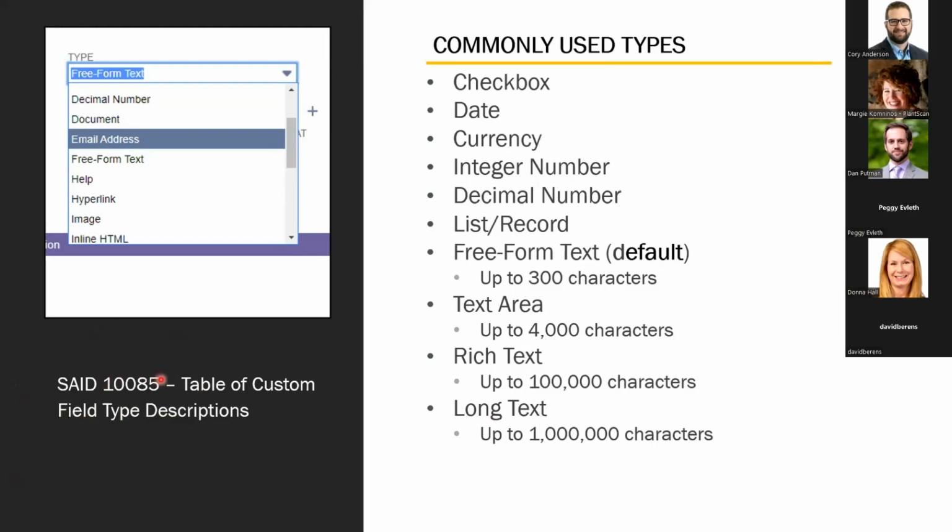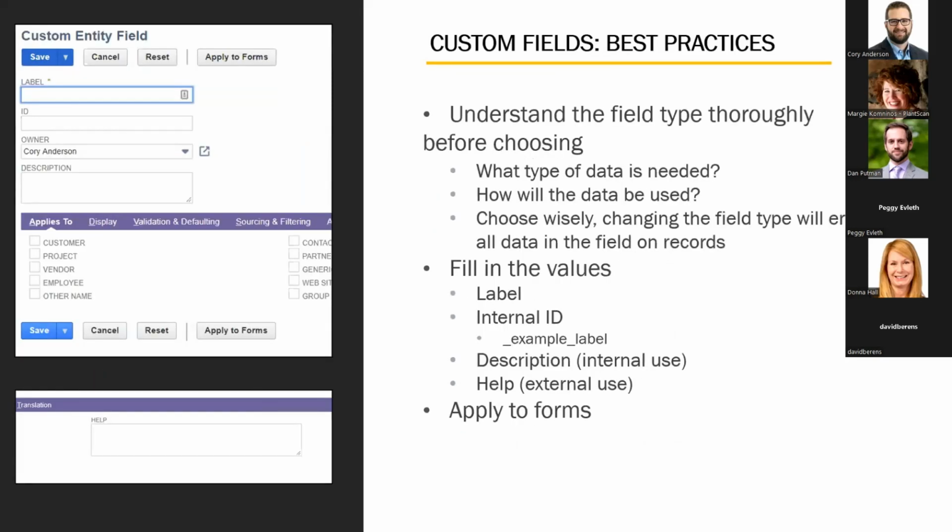SAID 10085 is a table of custom field type descriptions. So if you want to understand all of the details about these fields and the other fields that I didn't mention, there's a bunch of other field types like a hyperlink field, an image field type, and an inline HTML field type. I'm not going to go through all of those in detail, but you can read SAID 10085 to learn more about those fields.